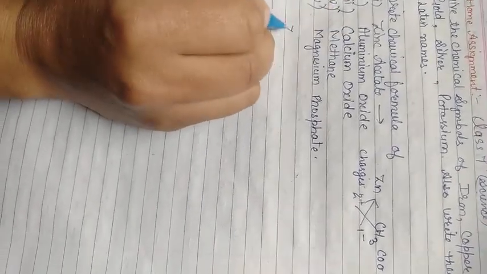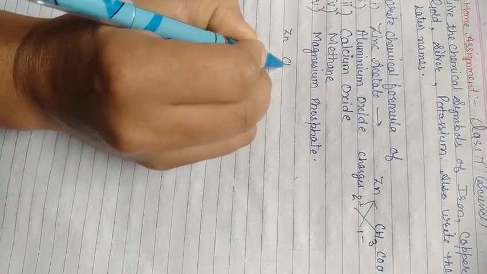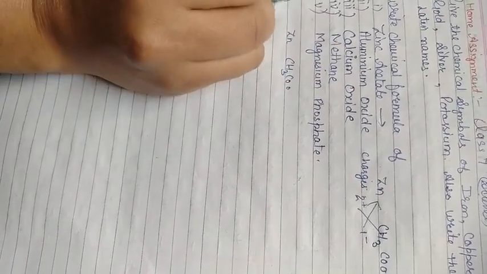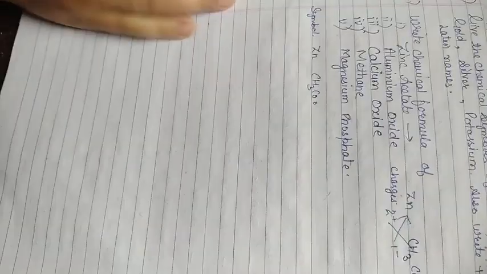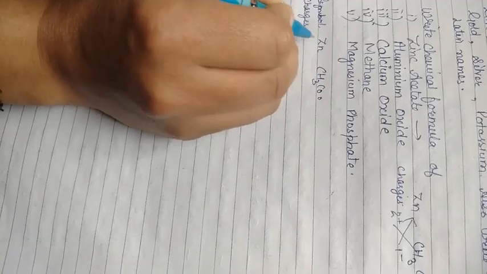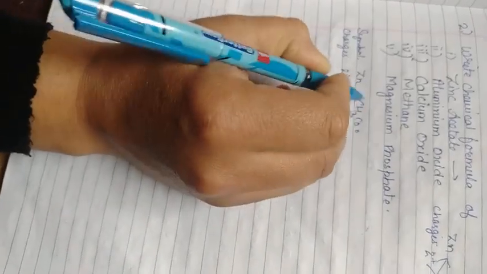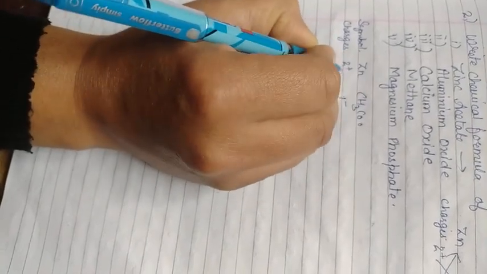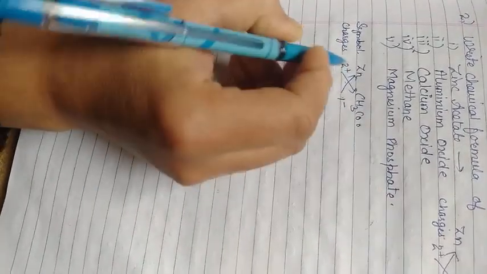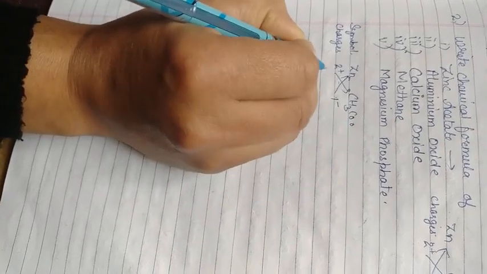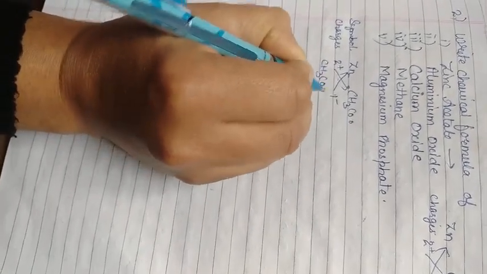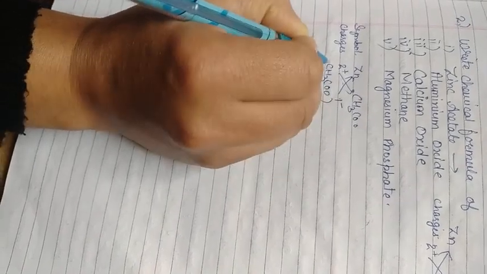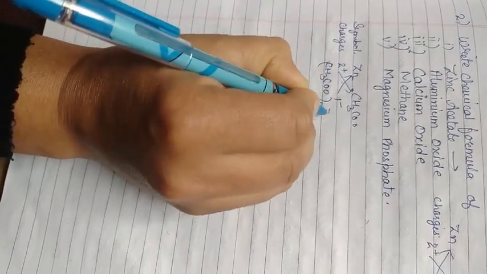The symbol of zinc is Zn, and acetate is CH3COO. These are the symbols. The first step is to write the symbols. In the second step, we have to write the charges on them. The charge on zinc is 2 plus, and on acetate is 1 negative. And in the third step, we crisscross the charges. Then the formula will become (CH3COO)2Zn. This is the formula of zinc acetate.